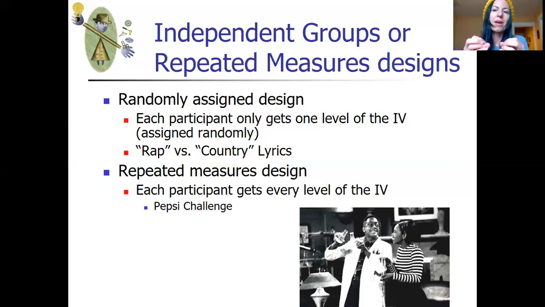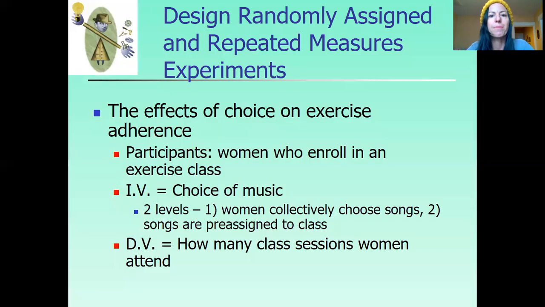And what they did then is they had them rate each cola. Now notice, we could have randomly assigned people to just have Pepsi or just have Coke, but instead they did it differently. They used a repeated measures design, meaning that every single person tasted Pepsi, then rated the Pepsi, and then every single person tasted Coke, and then rated the Coke. So each participant gets each level of the independent variable.